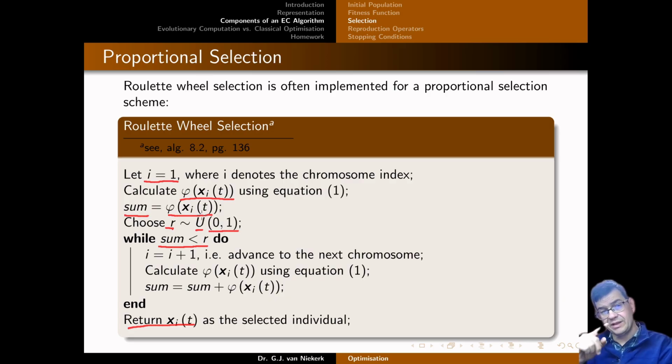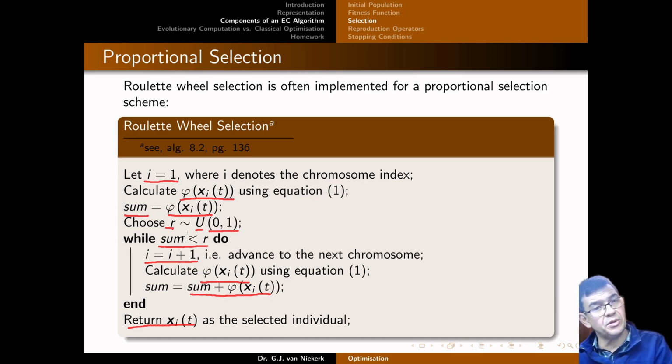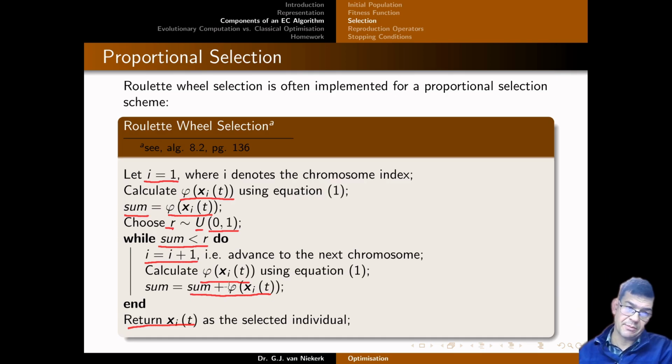However, if it's smaller than that random value that you've chosen, we increment the index. So we're going to go to 2, and see if we're going to choose 2. Then we calculate the probability of selecting x2t, again using that equation, and we add that to the sum. So sum equals sum plus the probability that you've just calculated. And then we check, is this smaller than r? And we keep on going.